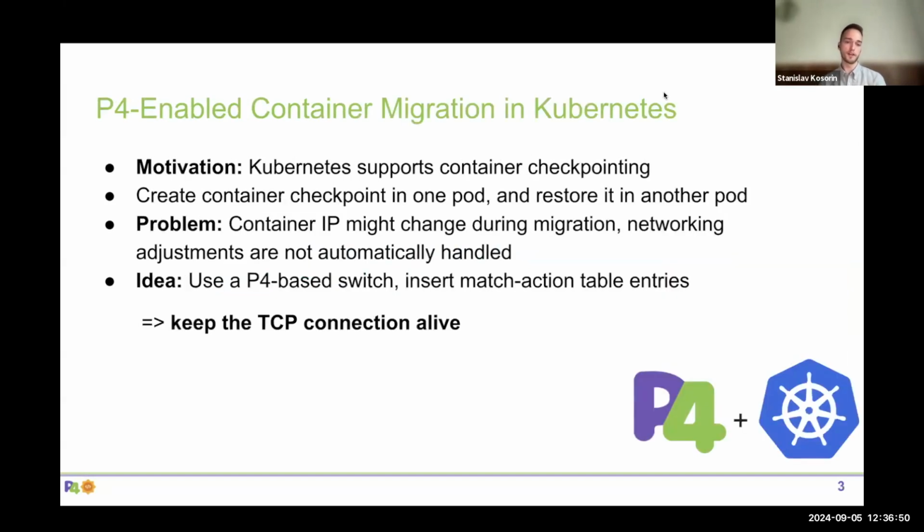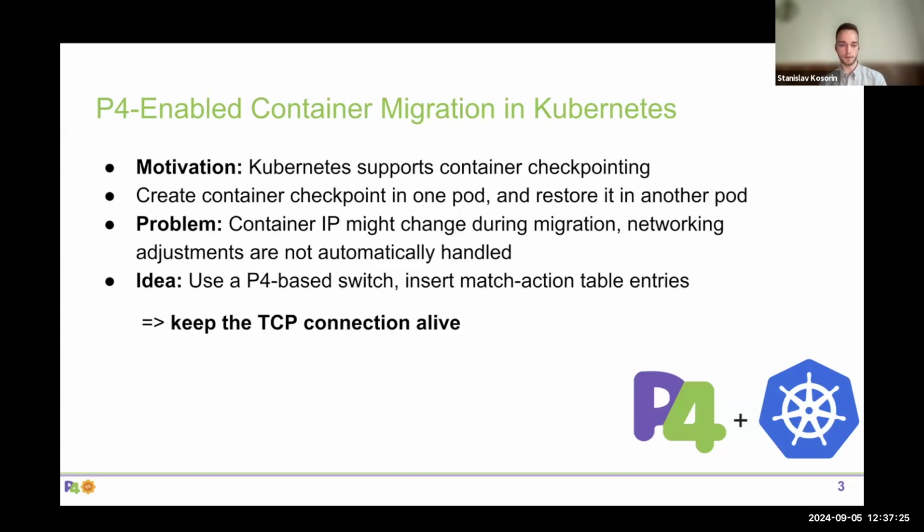So I want to first motivate the project. Why did we decide to spend energy and effort on this? Kubernetes supports container checkpointing as a beta feature in the kubelet API. That allows us to create a container checkpoint in one pod and restore this container in another pod, possibly on another node as well. However, the problem is that when we have established TCP connections to this container, those would get dropped because the networking changes are not reflected.